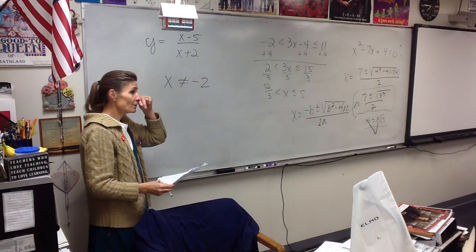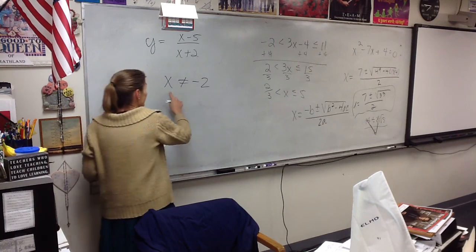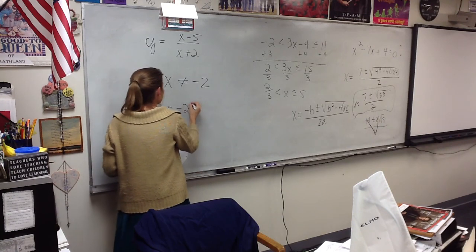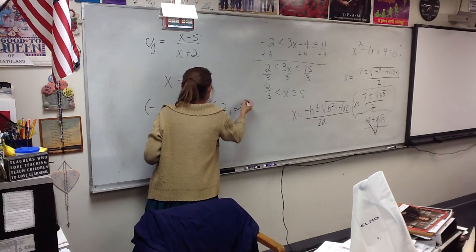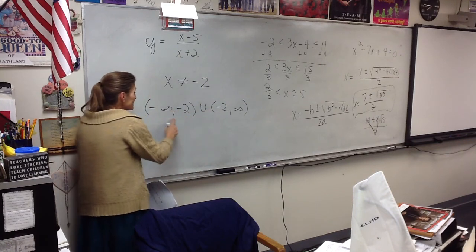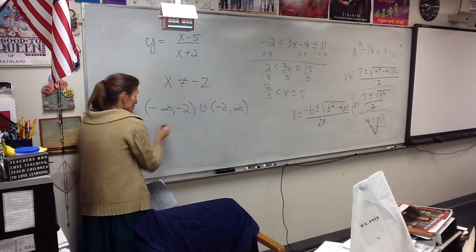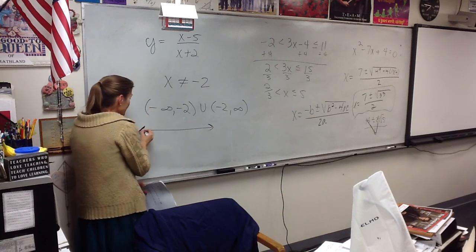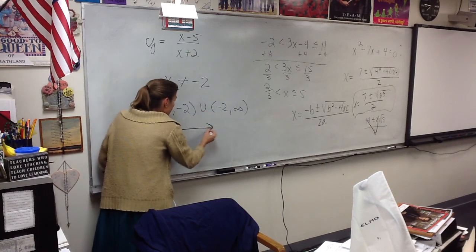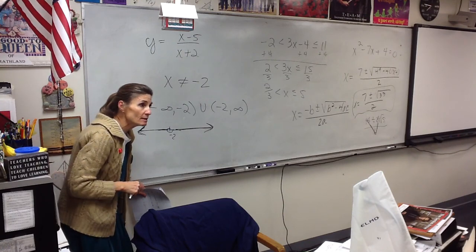Now, you want to be on the lookout, because this might be a multiple choice question. And it might say that, but it probably won't. It will probably say this instead. You are not worried about that notation, because this simply says you go from negative infinity to negative 2. So think about that on the number line. You go from negative infinity all the way to negative 2. And then you go from negative 2 all the way to positive infinity. Now what does that include? Everything except negative 2.